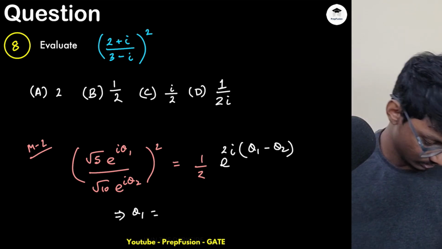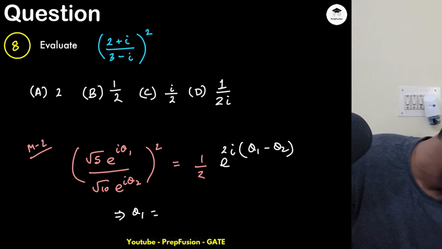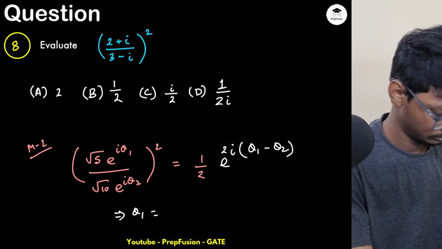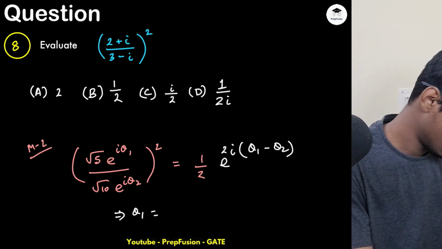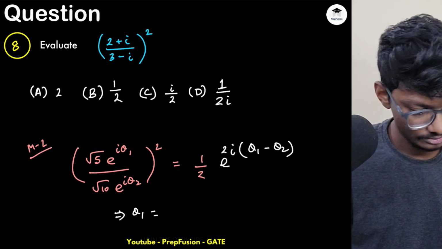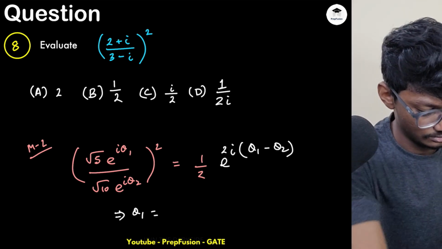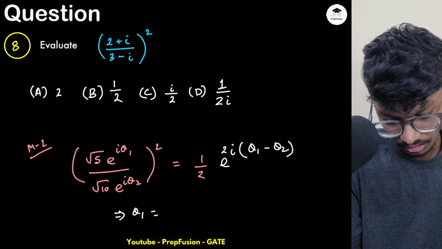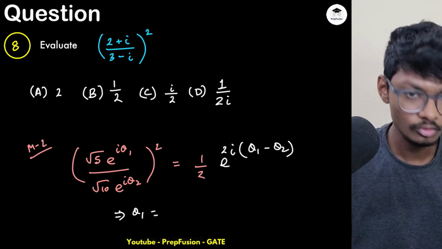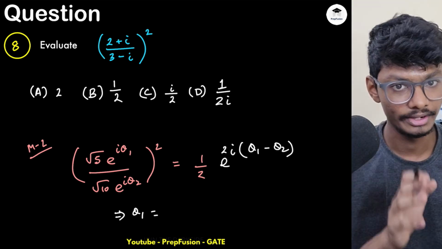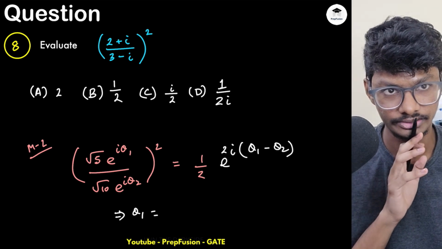What is my theta 1? I will just compute theta 1. It is basically 1 by 2, and tan inverse 1 by 2, what I remember, is 26 point, is it 26.56? Let me compute it here.